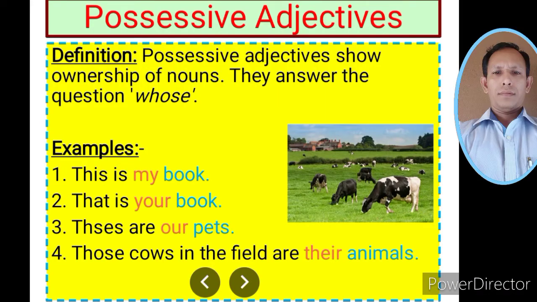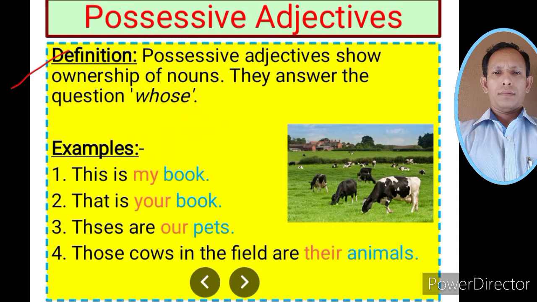Next we have possessive adjectives. Let us try to understand what possessive adjectives are and how they are used in sentences. Let us learn from the definition. The definition of possessive adjectives is: possessive adjectives show ownership of nouns. They answer the question whose.